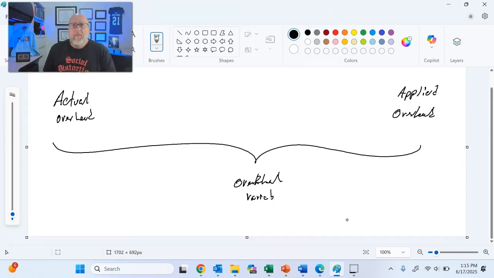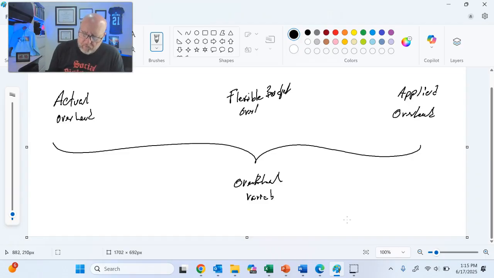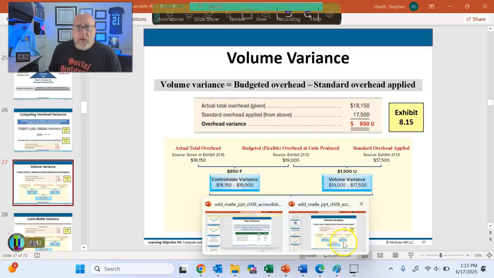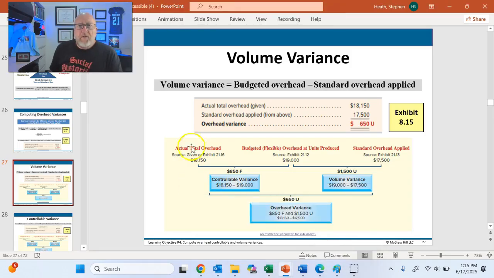Okay? Now, what I'm going to do is insert flexible budget overhead. And then let's make sure we get all the terms correct. We are going to call this first one volume variance. And volume variance is budgeted overhead minus standard. Man, killing me. These slides are all wrong, unfortunately.